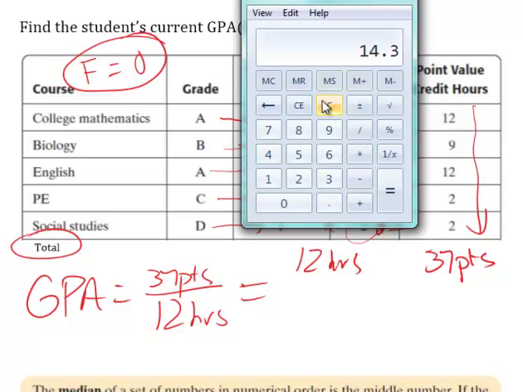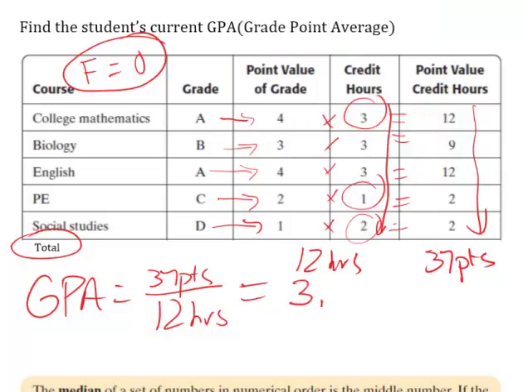So let me clear that out. So we have 37 points. We're dividing it by 12. In GPA, we normally have two numbers to the right of the decimal point, or rounding to the nearest hundredth. So if you notice, I'm coming up with 3.08 with a whole bunch of threes. I want to round to the nearest hundredth, which is my 8. Since the number to the right of that is a 3, my GPA would just be a 3.08.